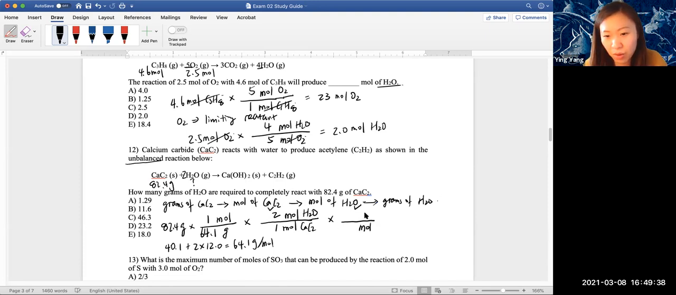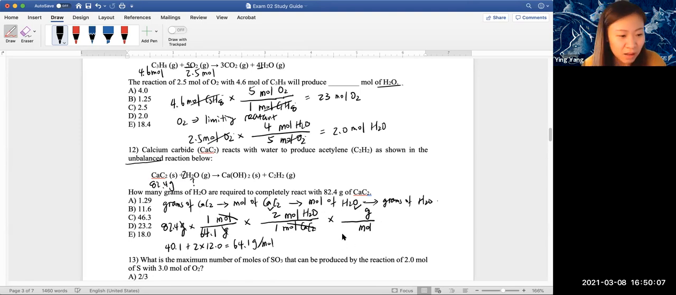So we put mole here, grams here, so that the mole will cancel out. And up to here, you can always double check if you have all the conversion factors right. So here, this two cancel out, you get the moles of calcium carbide, and then calcium carbide cancels out with calcium carbide, you have the number of moles for water. And here you have the molar mass for water. The mole will cancel out, you end up with grams of water.